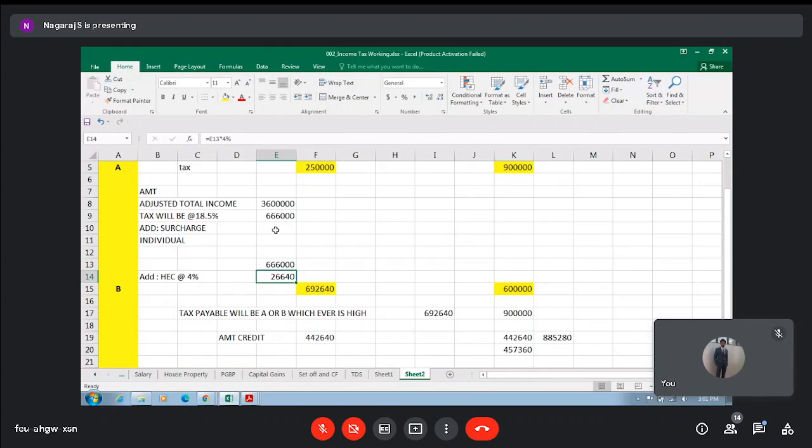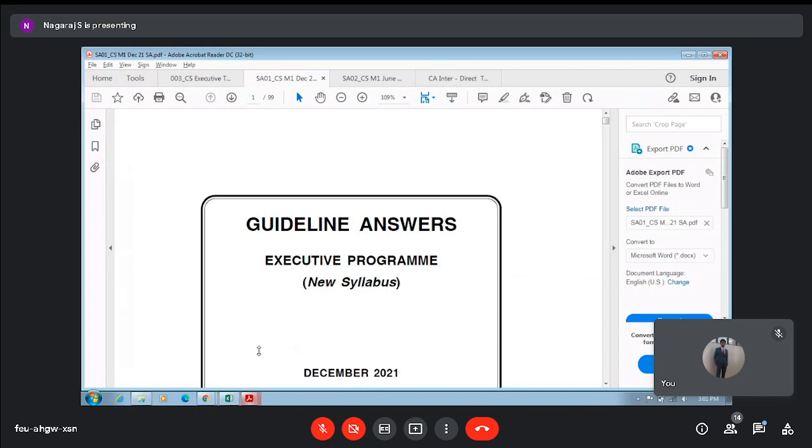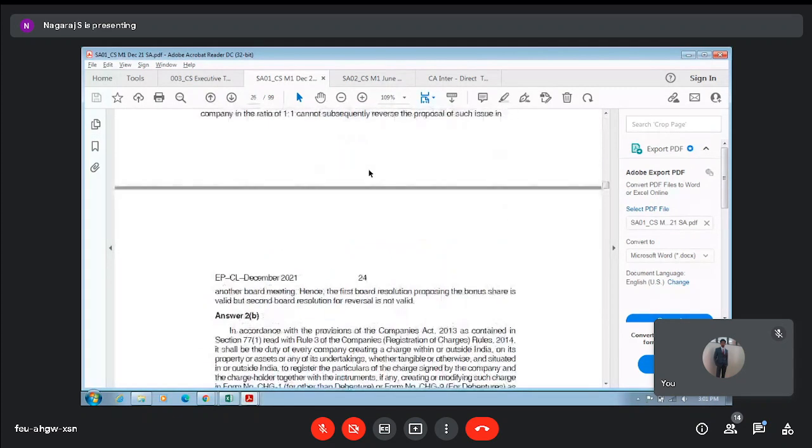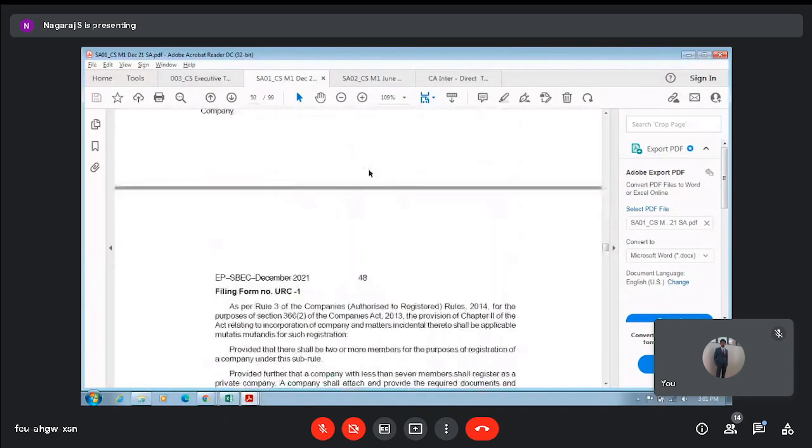The rest are all same thing. Compare, whichever is higher you pay that one. The difference you carry forward as AMT credit for 15 years. If you pay normal tax, take the AMT credit subject to minimum alternate tax. Okay, minimum you have to pay this much. The difference of these two, you can take the credit. That is the logic. Okay, we will see some questions. If there is any, we will solve that one so that you will get better idea.